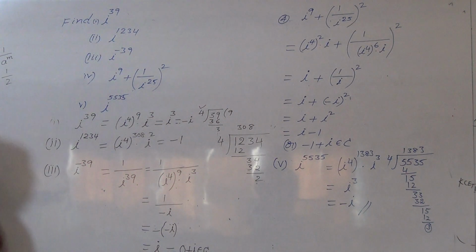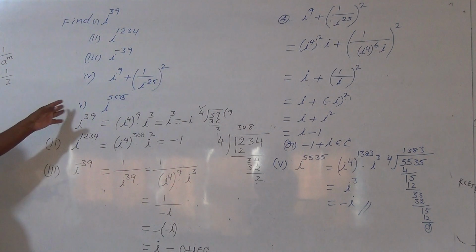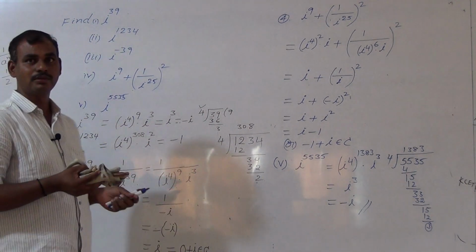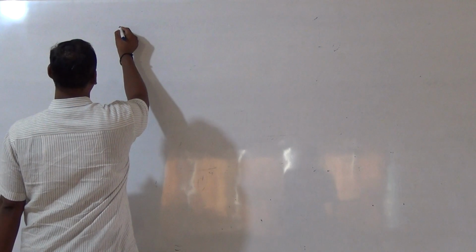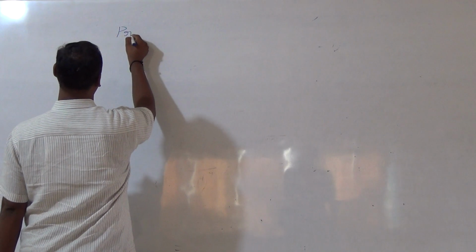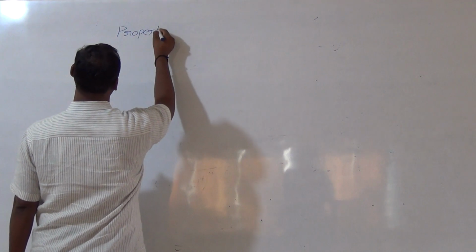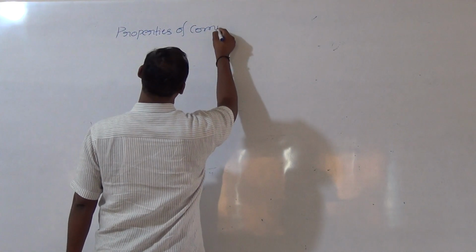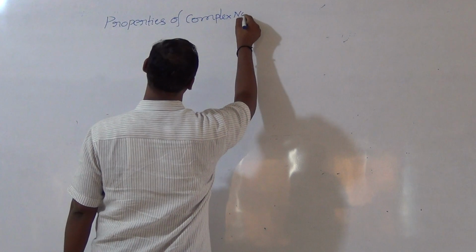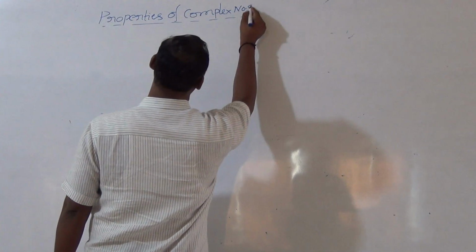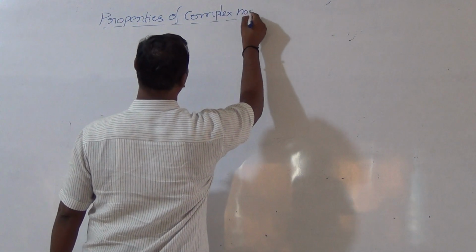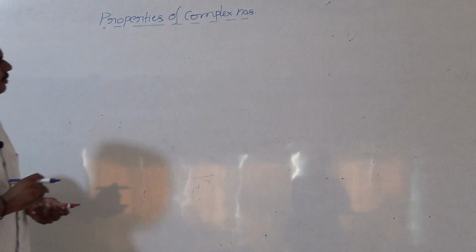Similarly, we can do plenty of examples. You also try so many questions using the textbook concepts. So this is about properties of i with examples. Alright. Properties of complex numbers right now. So properties of complex numbers, how to define one by one. Here very simple properties are there.